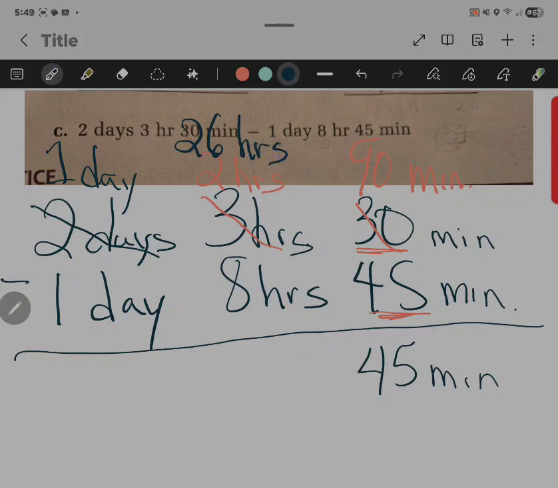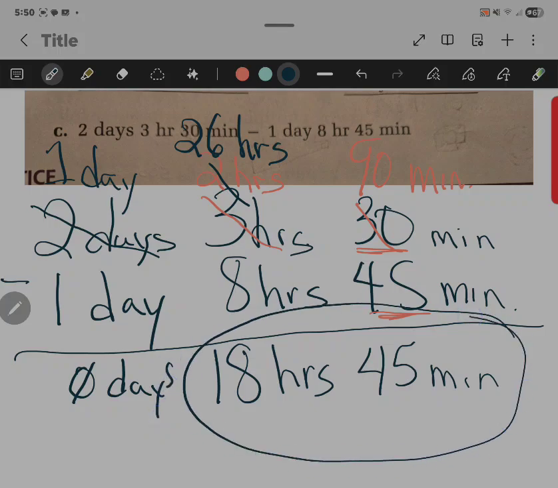So now we can take 26 and subtract 8, and what do you get? You get 18 hours. And now we can subtract 1 day from 1 day, and we get 0 days. We don't even have to really write that one. But our final answer is 18 hours and 45 minutes. That is the end of lesson 56 on page 379.